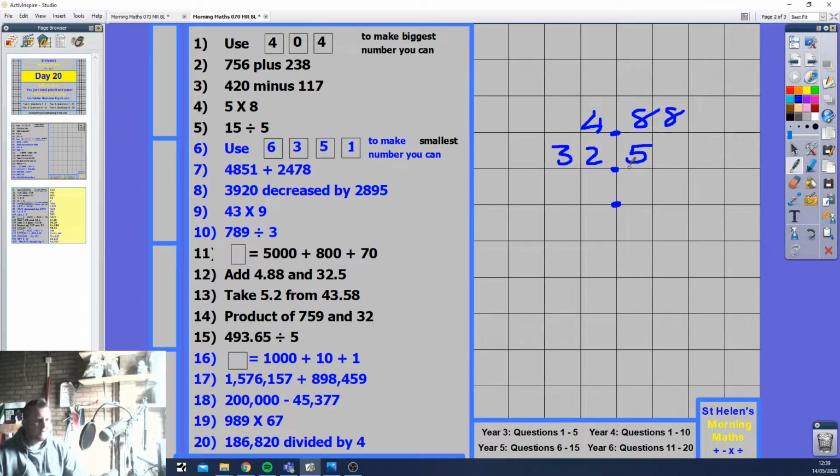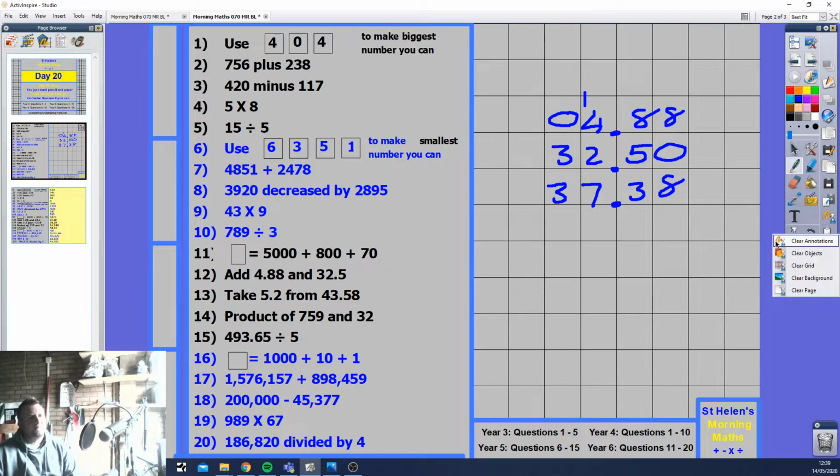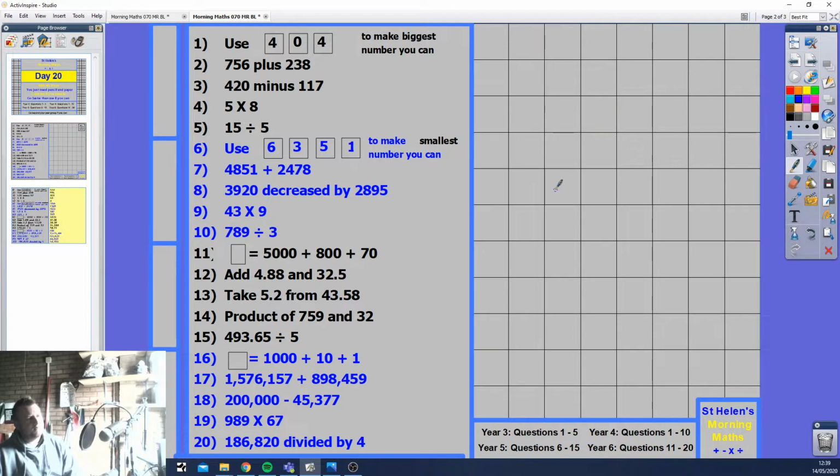What can help us make this a little clearer to see? Add in placeholders. Adding the zeros in those numbers does not change the value of the number. 8 plus 0 is 8. 8 plus 5 is 13. 4 plus 2 is 6, plus 1 is 7. And then we've got 0 plus 3 equals 3. So we've got 37.38 as our answer. This is the important bit: lining up those decimal points.